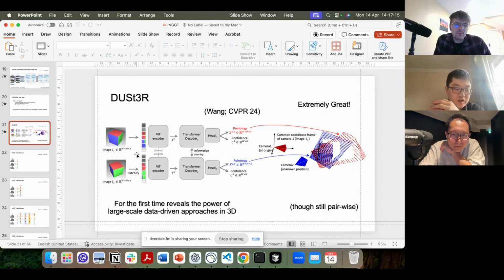Then, during the whole testing phase, such methods will perform this prediction on n times (n minus 1) pairs, over all pairs, where n is the total number of frames. In this way, we will have n times (n minus 1) predictions, and then they use some visual geometric consistency to fuse all these results into the final reconstruction. That's why I would say it's pairwise, because it uses two frames as the basic components.